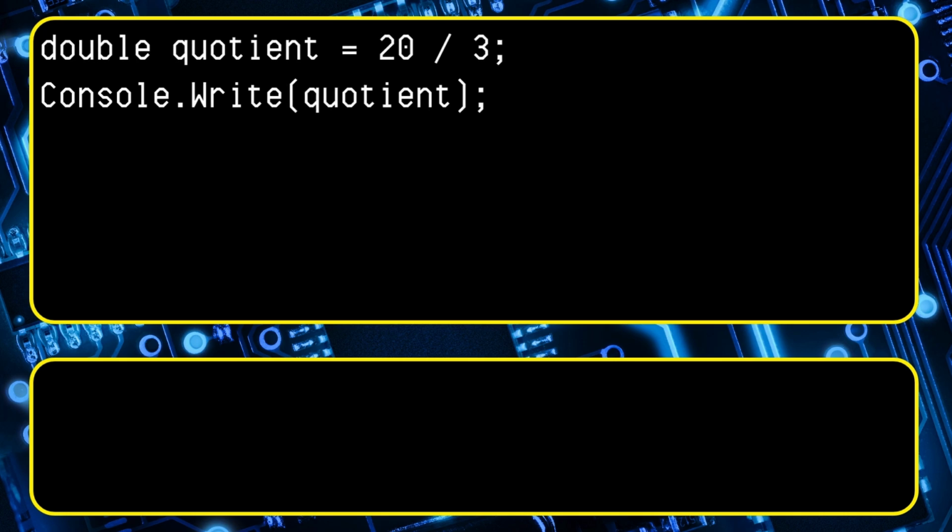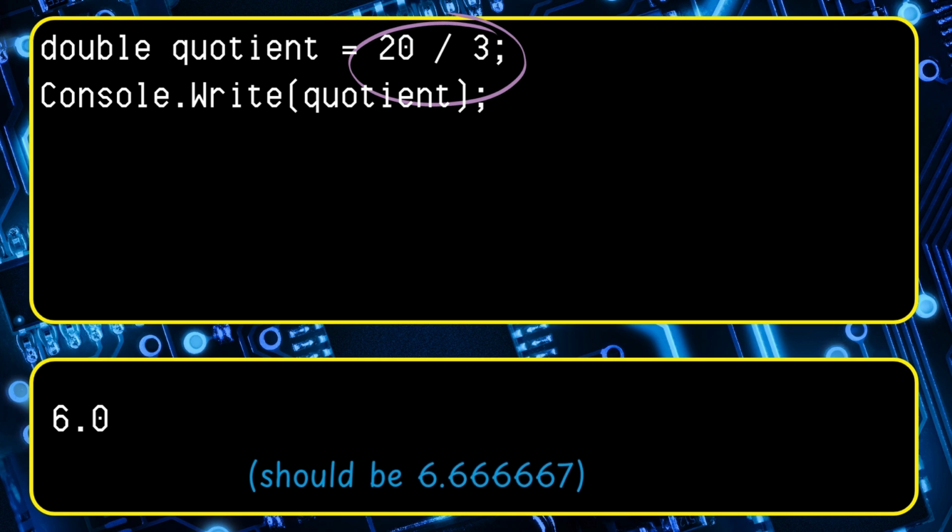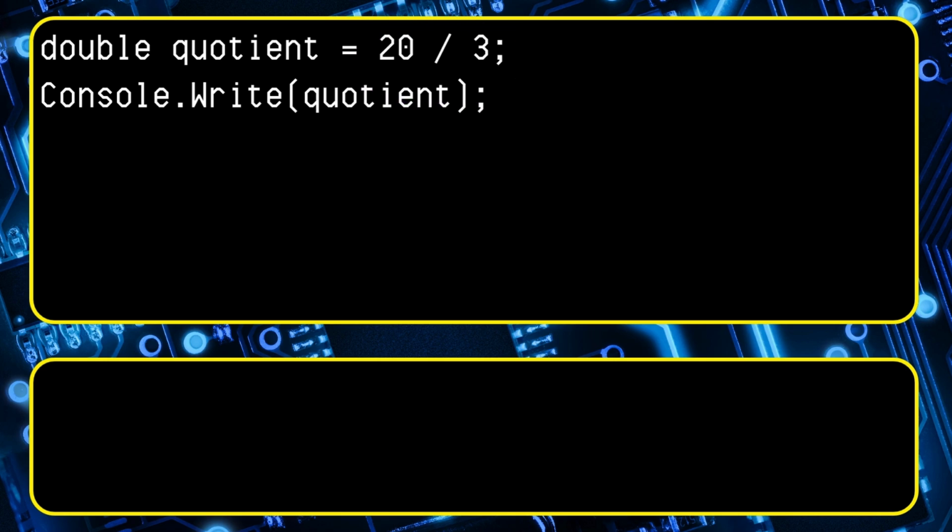I'm storing the result in a double variable here, but it's the operands that determine if the answer gets truncated. Remember, if both operands are integers, the result is an integer. So we'll need to make one of those a double. It actually doesn't matter which one we change, just as long as one is a double.